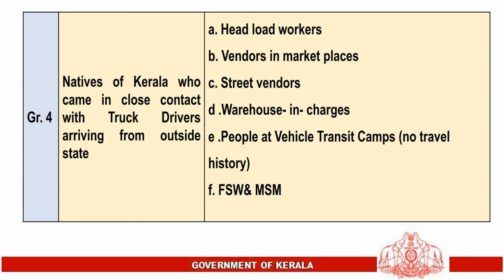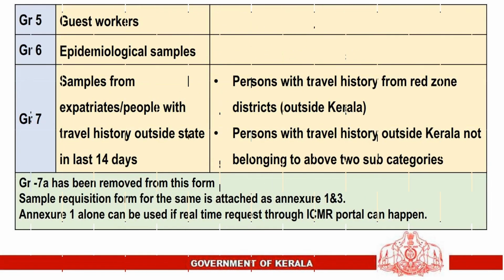Group 4 includes natives of Kerala who came in close contact with truck drivers arriving from outside state. Group 5 includes guest workers. Group 6 includes epidemiological samples. Group 7 includes samples from expatriates or people with travel history outside state in the last 14 days. The subcategories in Group 7 include persons with travel history from red zone districts outside Kerala, and persons with travel history outside Kerala not belonging to the above two subcategories.